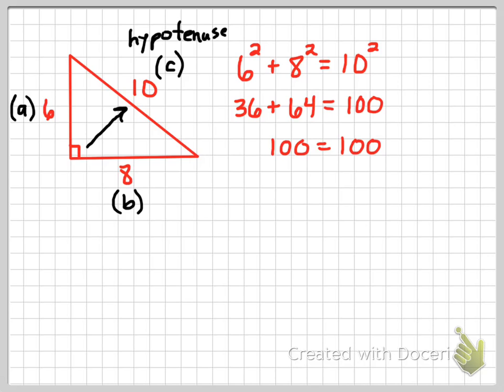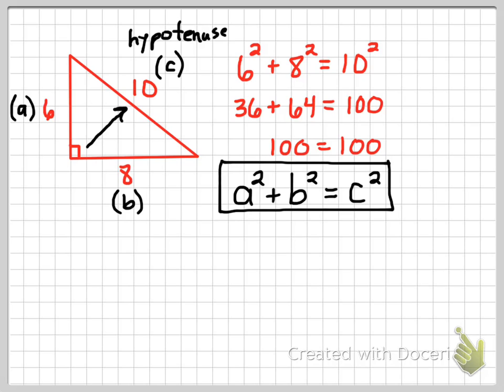Okay, now, so let's look at how we could come up with a formula to go from this to A, B, and C. Well, since we did 6 squared, and that was like my A, that's A squared. And then I added the other side squared, so I add B squared. And then that had to equal the hypotenuse squared, which is C, so C squared. Okay, this is your formula. This is your theorem. This is the Pythagorean Theorem.